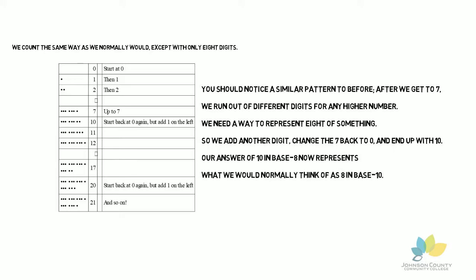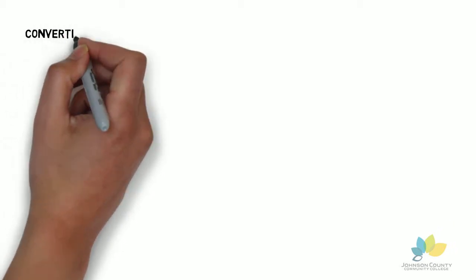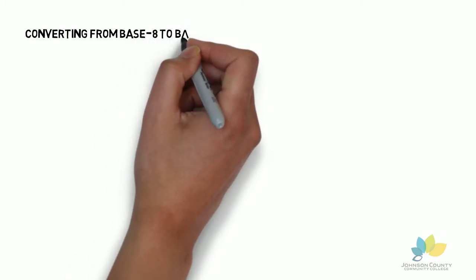You should notice a similar pattern to before. After we get to 7, we run out of different digits for any higher number. We need a way to represent 8 for something else. So we add another digit. We change the 7 to 0, end up with 10. Our answer of 10 in base 8 now represents what we would normally think of as 8 in base 10. Let's try converting from base 8 to base 10.